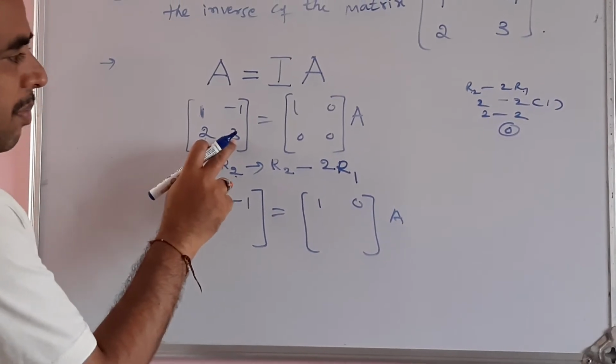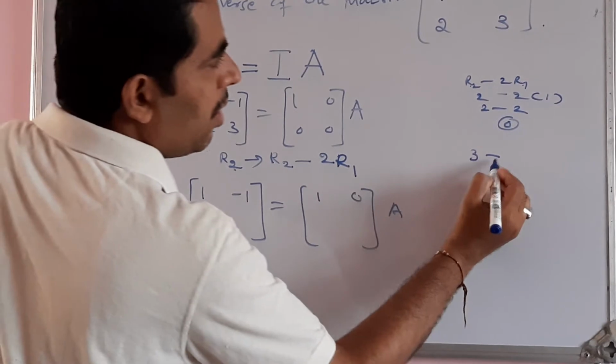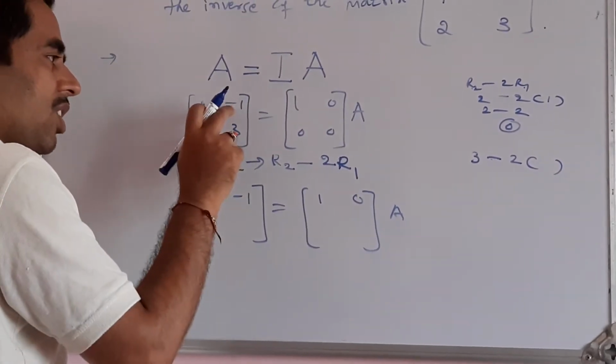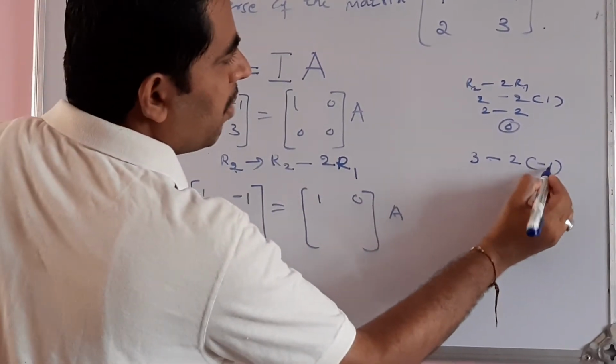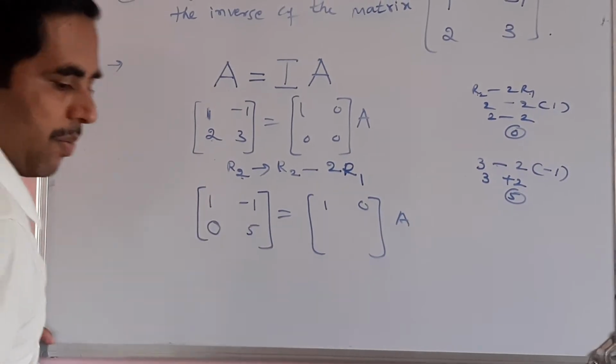Then the same thing applies to this element also. So R2, what is the next element here? See, 3. 3 minus 2 times the corresponding element in the first row. This is minus 1. So I will write the element here, minus 1. That is 3 minus 2 times minus 1, that is 3 plus 2. That will be 5.